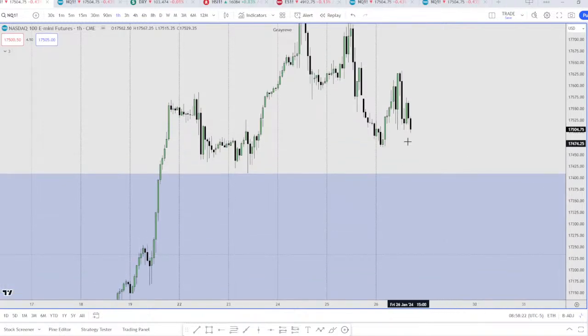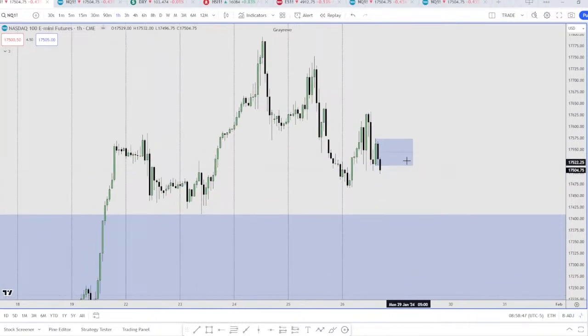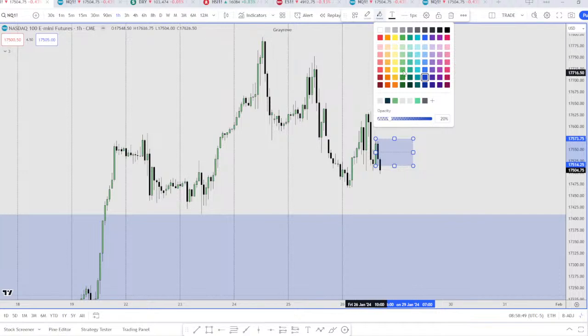So on the 1 hour, I'm thinking that this is the propulsion block. Okay, we are in the last stage of distribution down below this accumulation, and we have closed below this up-close candle here. I'm thinking that this is your propulsion block. Okay, I'm gonna highlight it.